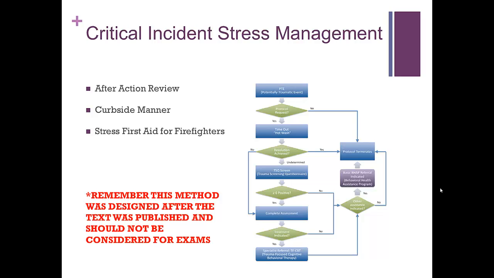If it didn't resolve it, we're going to do what we call a TSQ screening, trauma screening questionnaire, and I'll talk about that again. And then it goes down, were there 6 positives or more? If it's yes, we're going to keep going. If it's no, okay, we may need other assistance, but maybe we're going to get some referral back and make sure that down the road they don't need help. If we had 6 positives or more, then we're going to get a complete assessment by a healthcare professional, and then they will decide if you need treatment or not.